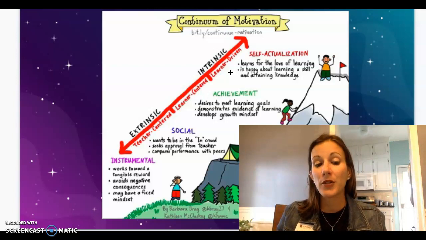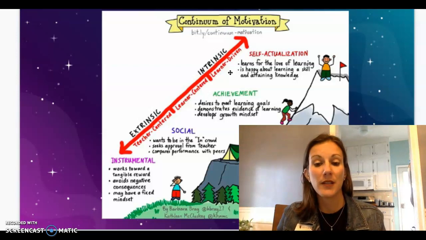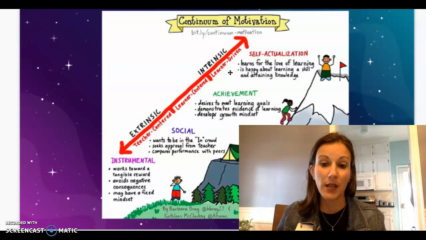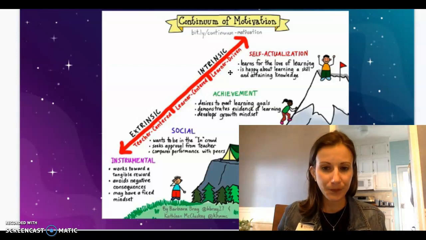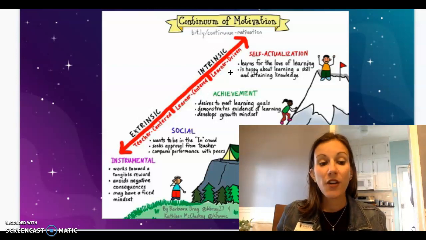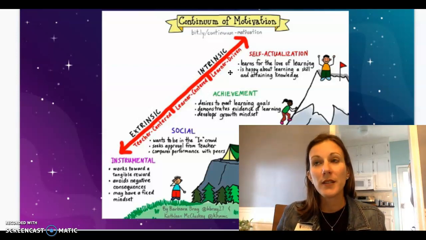This is the stage where your students are beginning to develop a growth mindset, so they're starting to tie effort and strategies into what ends up happening, results. Self-actualization up here at the top of the mountain is about learners being invested in the learning process. They love the learning. They're learning because they want to.